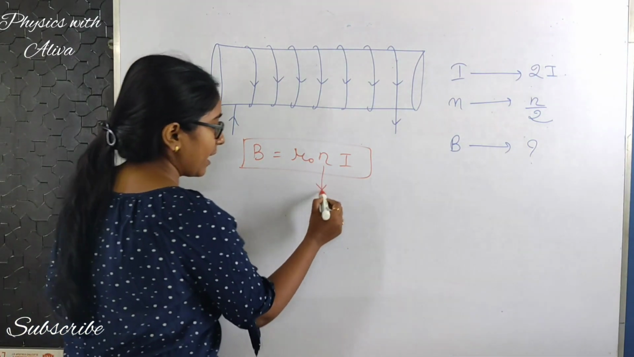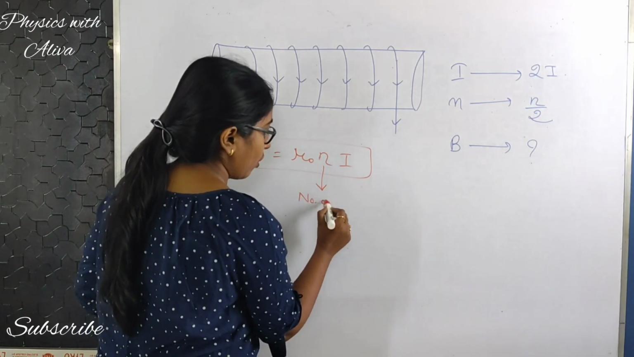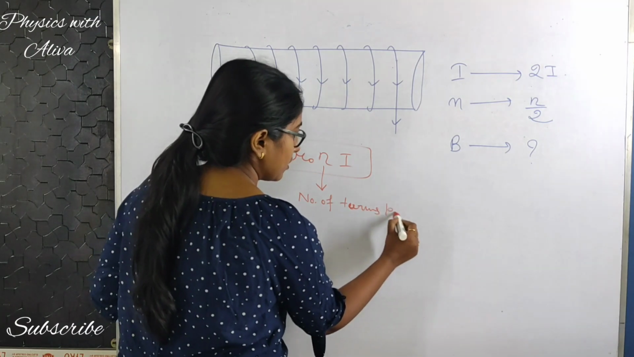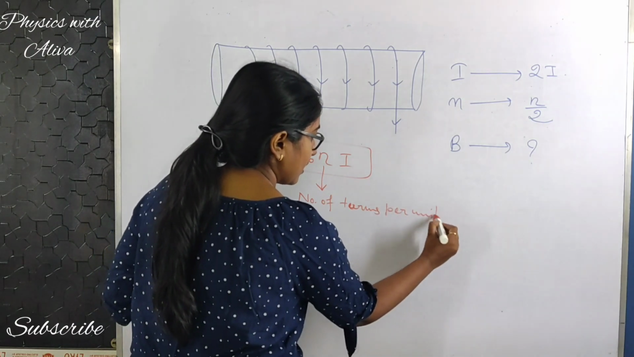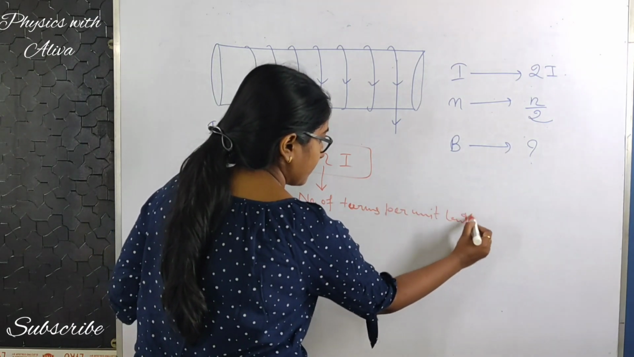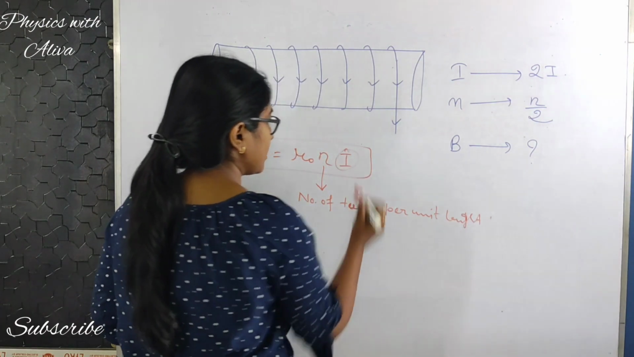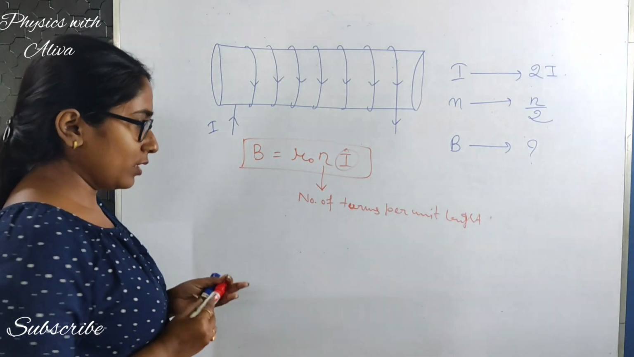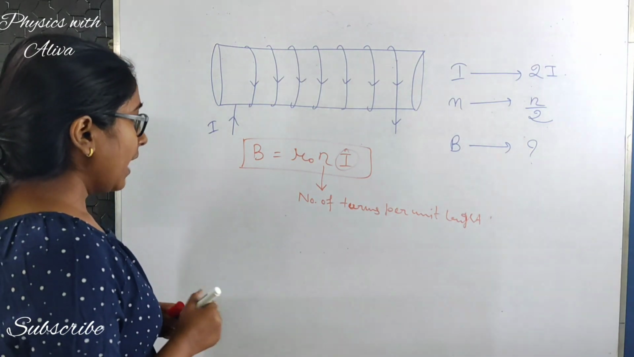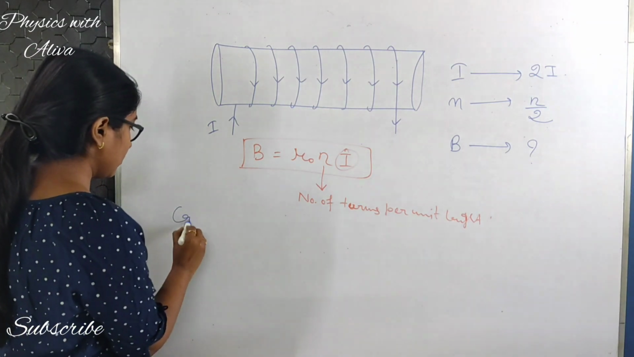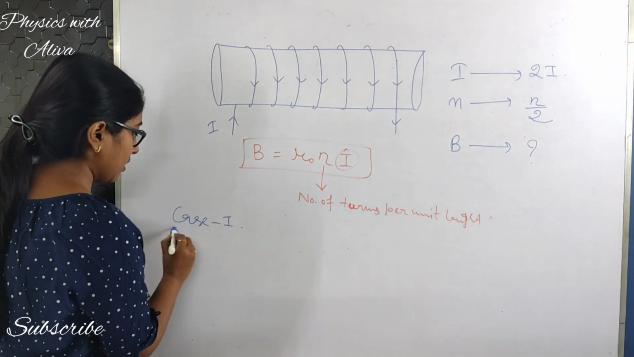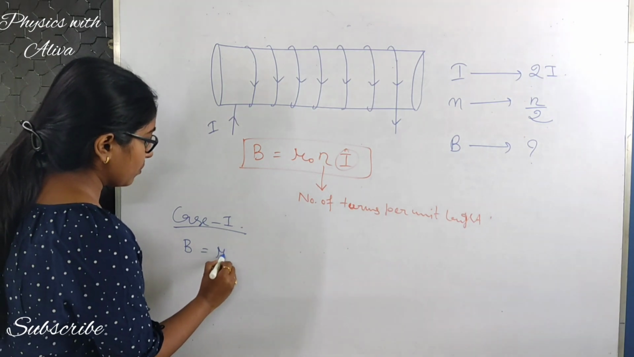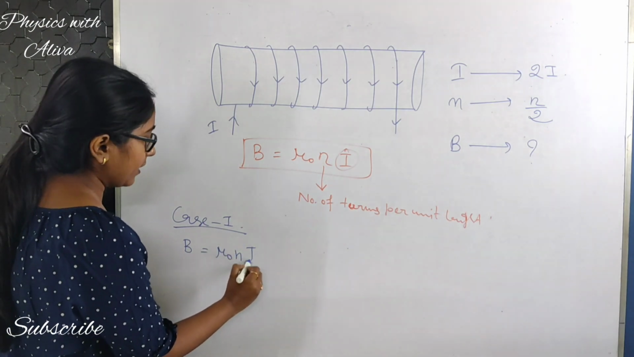We know this n is equal to the number of turns per unit length. Okay, and this is the current I. So we will apply this formula for this solution. So at first in case 1, the magnetic field was B, that is equal to mu naught n I.